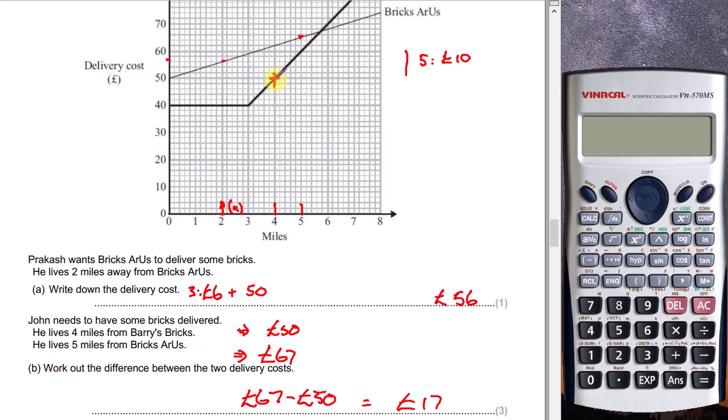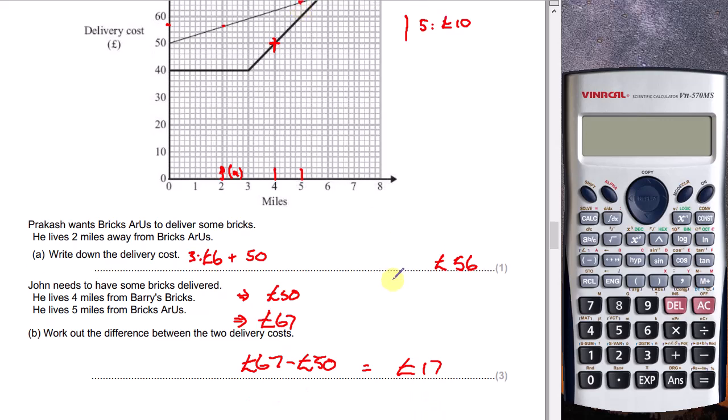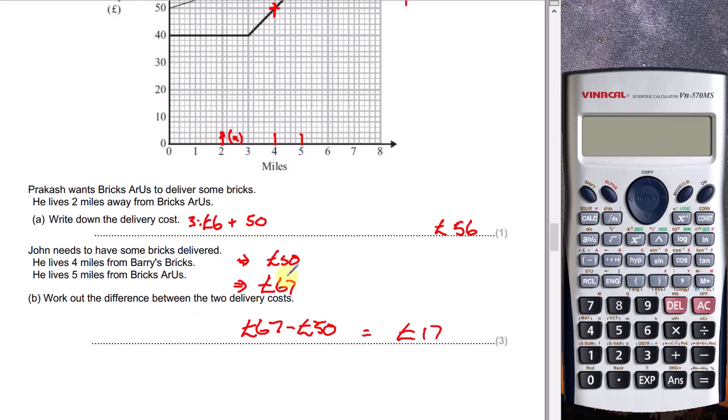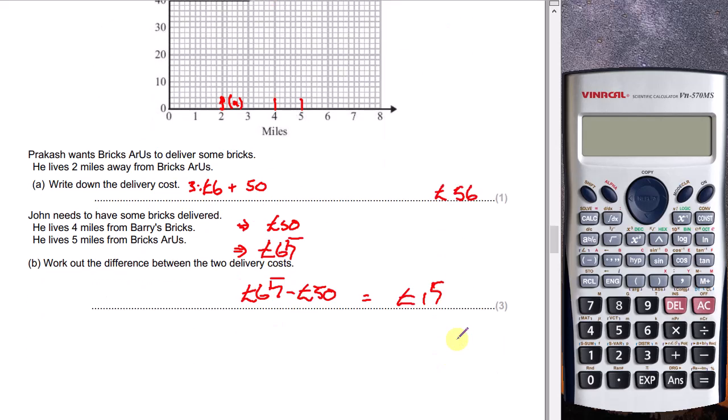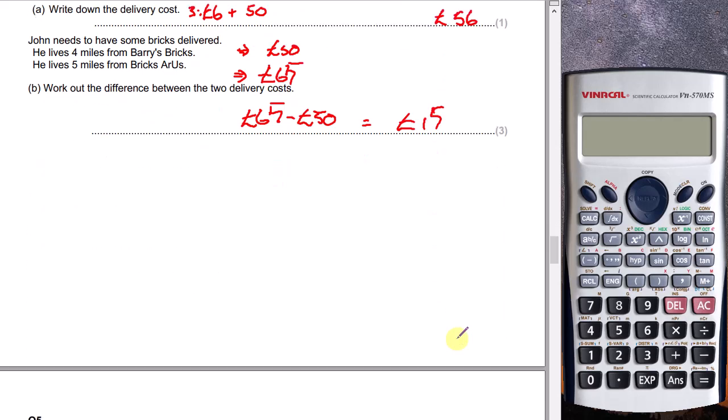That's definitely 50. Oh, 64, sorry. Let's count the divisions here. 62, 64, 65. Oh, what am I like? So it's £15. So I would have lost an accuracy mark, at least one. Okay.